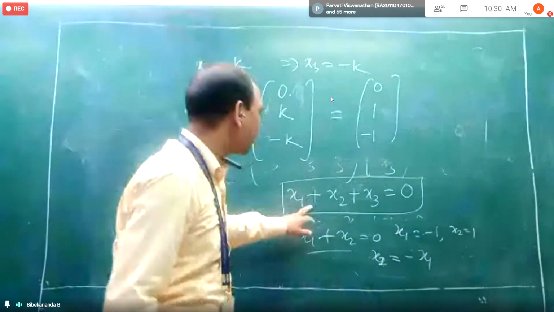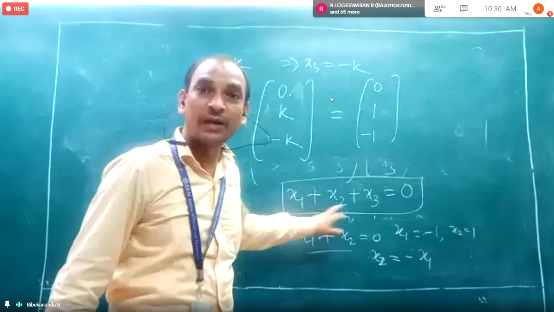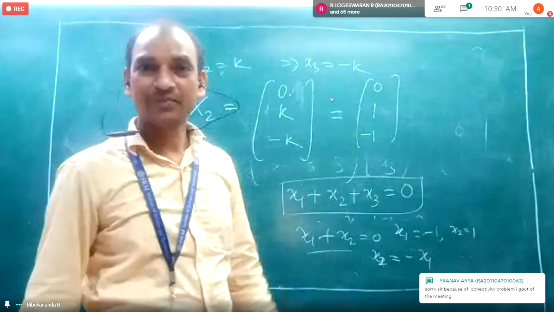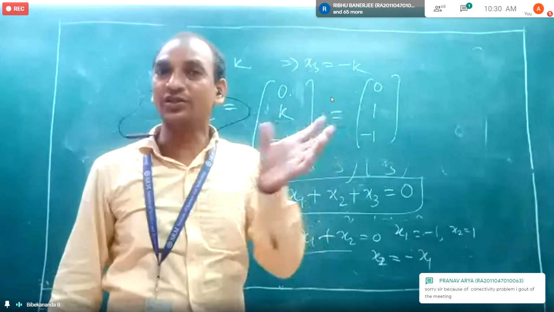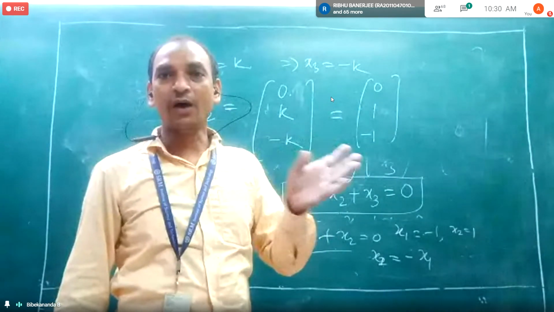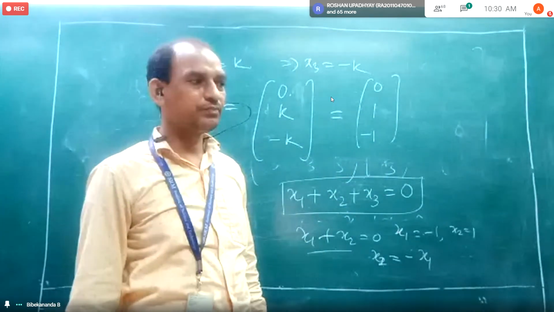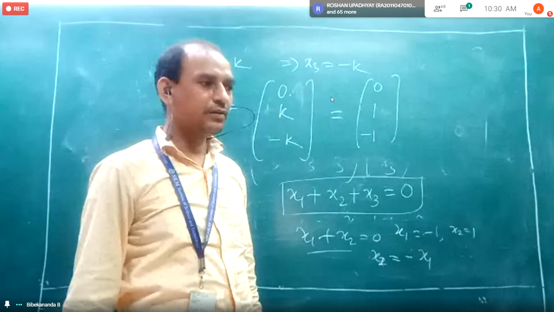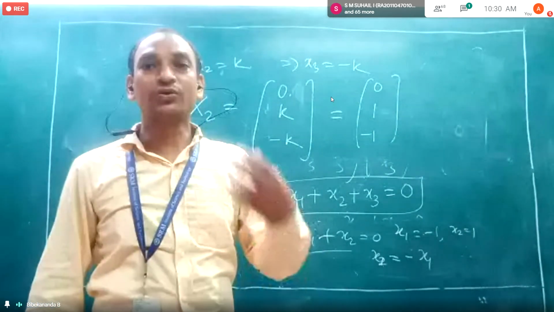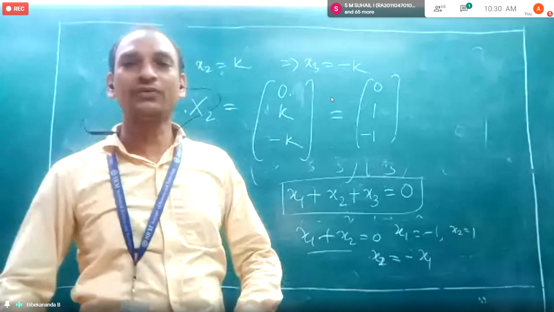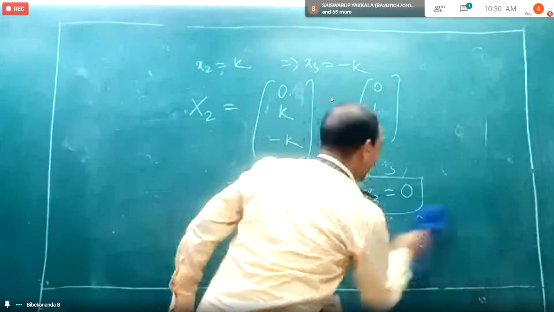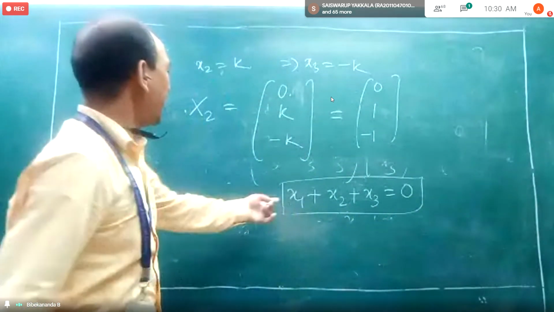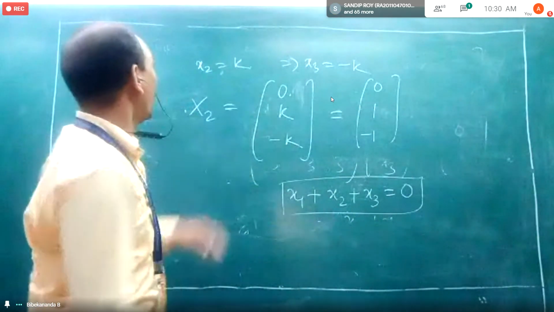Similarly, here we have one equation and three unknowns. So how many variables will be free? One equation, three variables, so two variables will be free. Those are the free variables. Understood? Now this is x1 plus x2 plus x3 equal to 0.